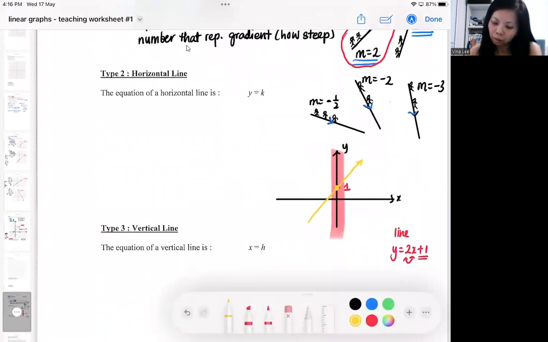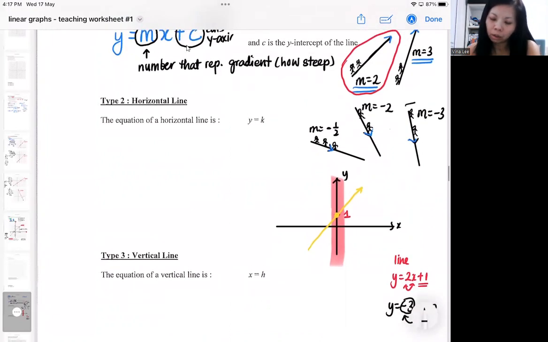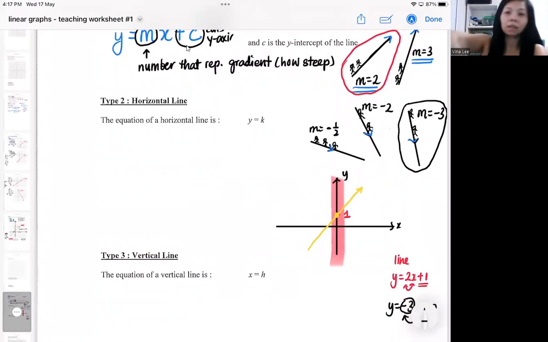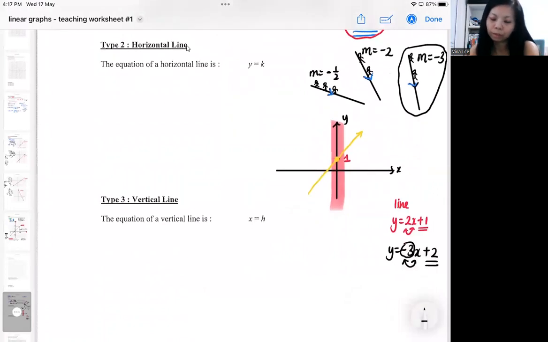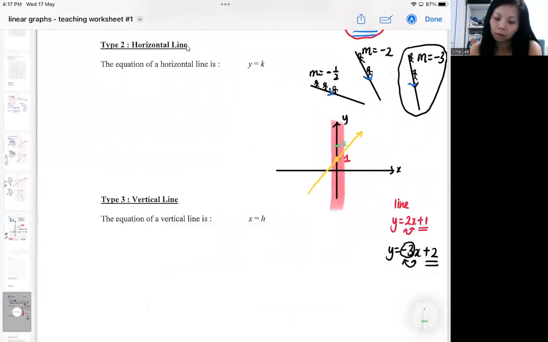Maybe I can give you another example. Maybe I've got another one that says y equal to minus 3x plus 2. This minus 3, I'm going to think that it's going to fly down. The line is flying down, and when it flies down, it is going to cut at 2. So where is the 2 here? 2 is here. So the line is going to fly down and cut at 2. So this line will be what I expect: minus 3x plus 2.